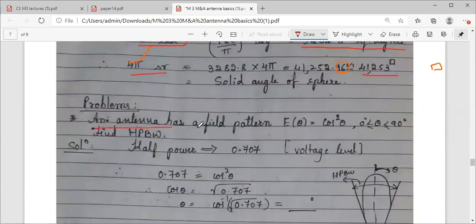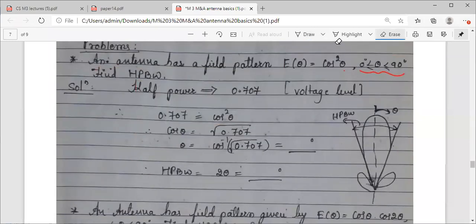Now, taking the problems, an antenna has a field pattern. This is the given. They have given you field pattern here. Okay, not the power pattern. Field pattern is given to you. In the sense, आपका जो field है cos square theta में vary होगा. You know how the cos theta varies? So similarly, cos square means आपका angle आप substitute करते जाओगे, क्या variations होंगे field में, that is given. The field pattern is varying in cos square terms, and theta range is also given 0 to 90 degrees. We need to find half power beam width. HPBW we have to find. So here I have drawn the figure.